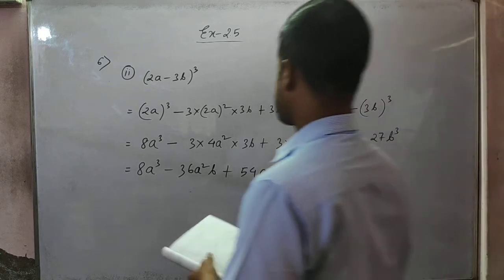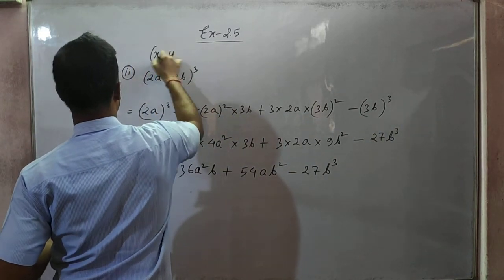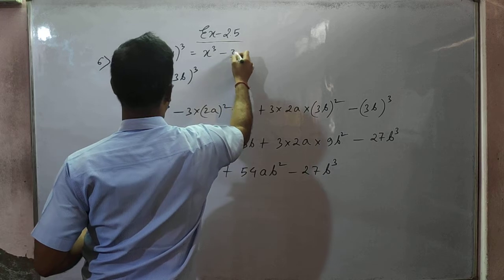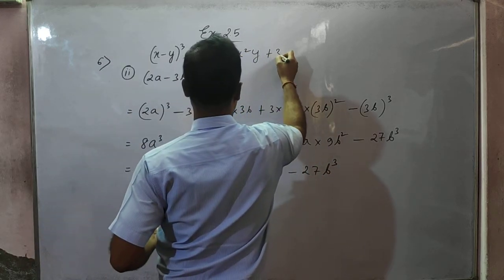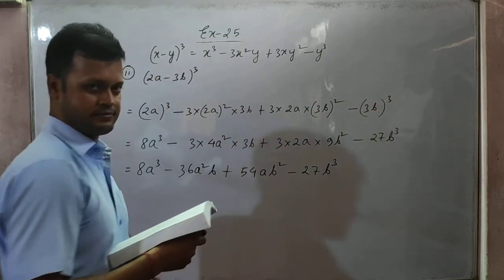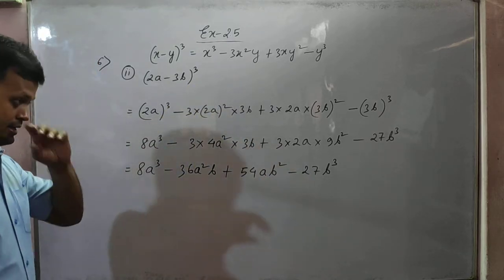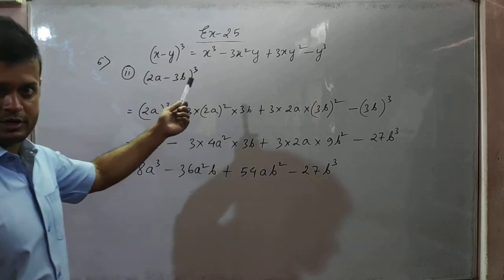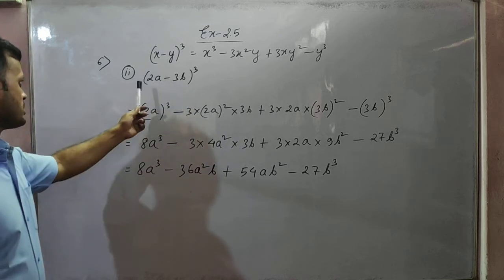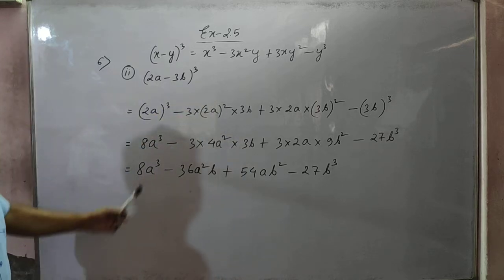So students, 2a minus 3b whole cube, we will use this formula x minus y whole cube. X minus y whole cube, what was the formula? X cube minus 3x square y plus 3xy square minus y cube, isn't it? We had proved this formula before, in the algebraic identities. Please see carefully. 2a minus 3b whole cube is just like x minus y whole cube. First you will write x cube.